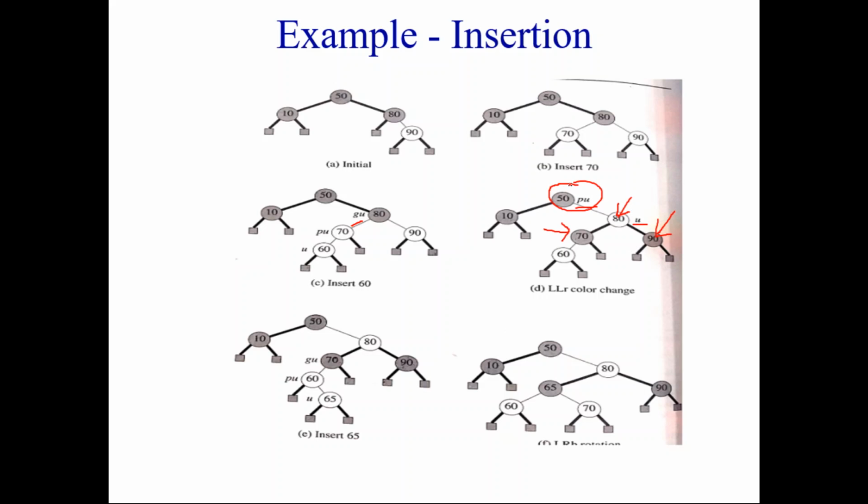If pu is the root node, surely it will be black; it cannot be red. But suppose there is another node on top of this. In that case this can be a red node, and then you again have to apply the cases. This is u, this is pu, this is gu. Then again you have to check what the parent sibling is and what its color is, and continue all those things.